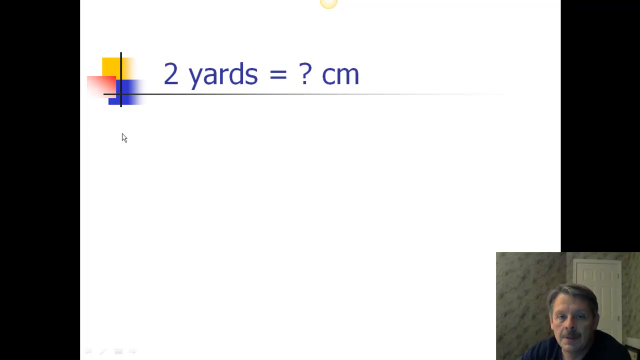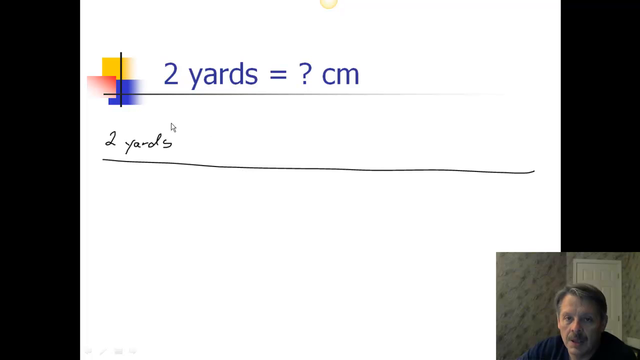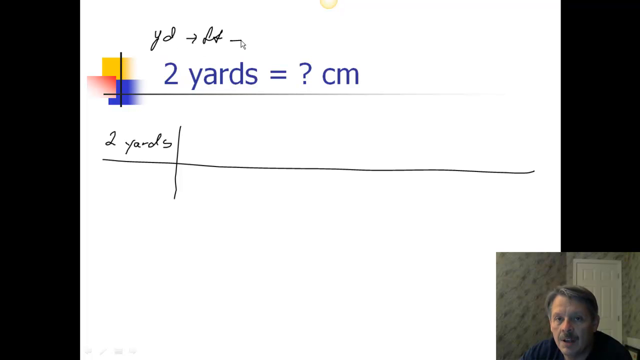Okay, I don't have a calculator, so I'm going to use 2 yards. And I have to get to centimeters. So how do I do that? Well, if I start with yards, I can get to feet. And from feet, I can get to inches. And from inches, I can get to centimeters. And that's what I want down here. So those are the conversion factors I'm going to use.